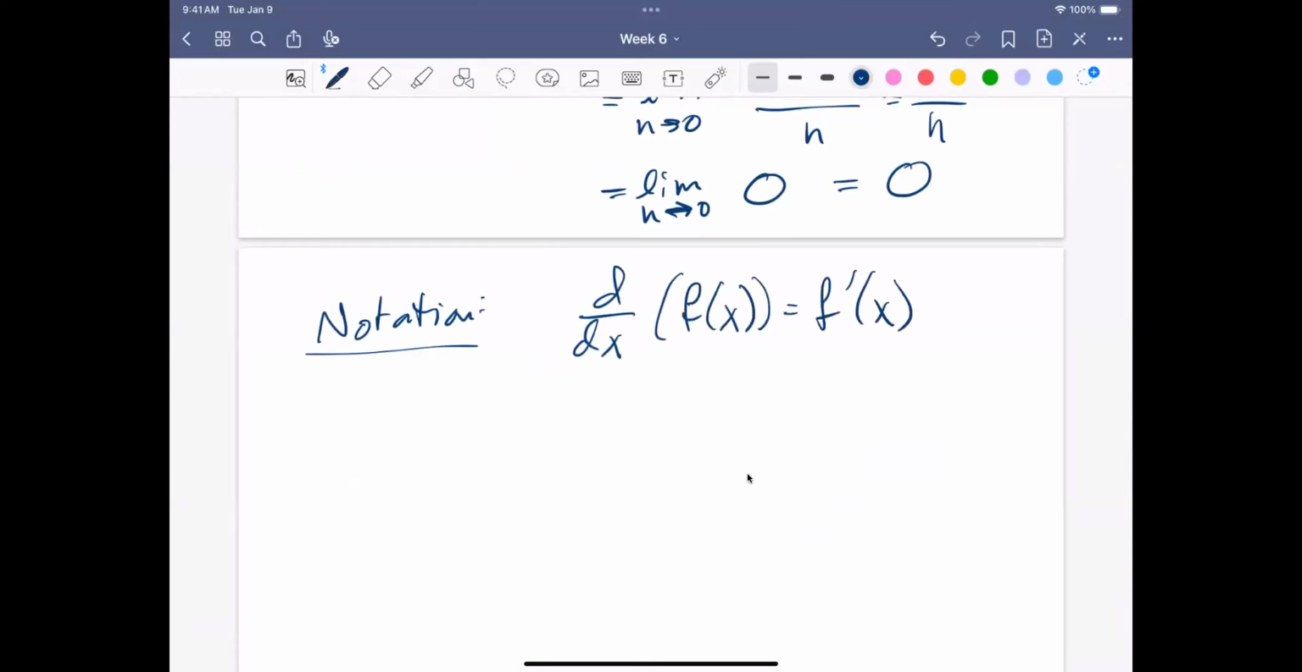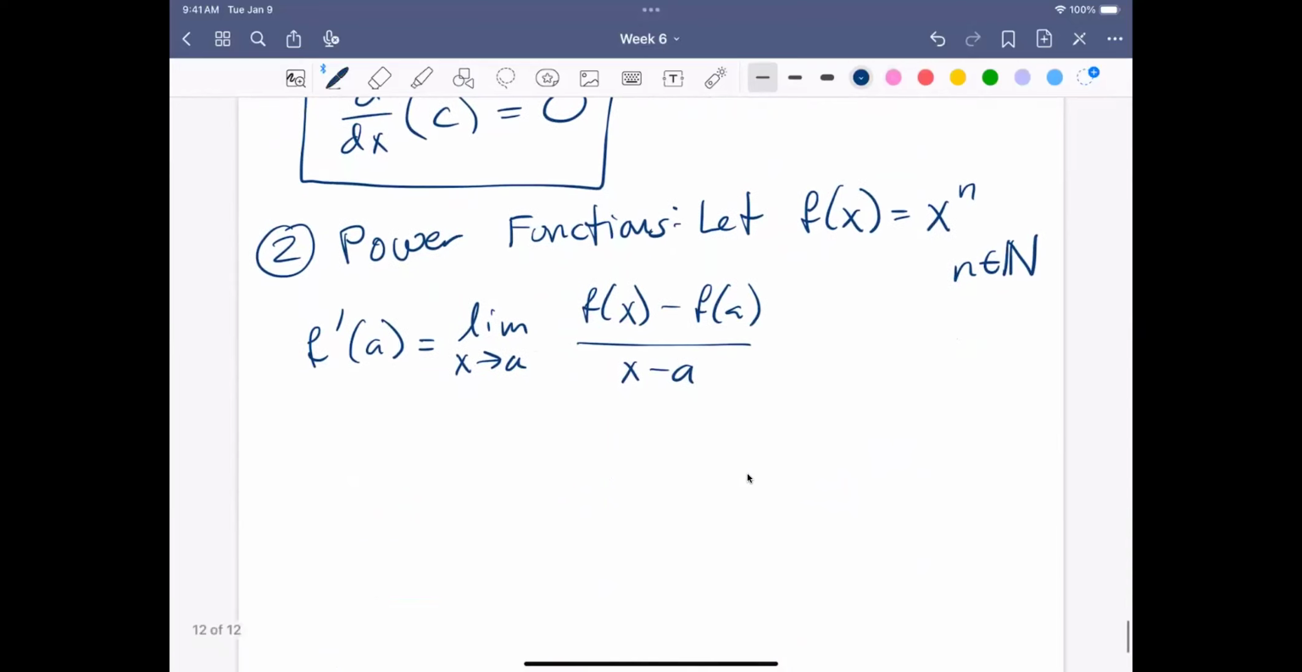So we're going to figure out what f prime of a is. So using my definition, the limit as x approaches a of f of x minus f of a over x minus a. Okay, so we're going to put in our function x to the n here. So we're going to get x to the n minus, plug in an a, so an a to the n, x to the n minus a to the n, and then divide that by x minus a.